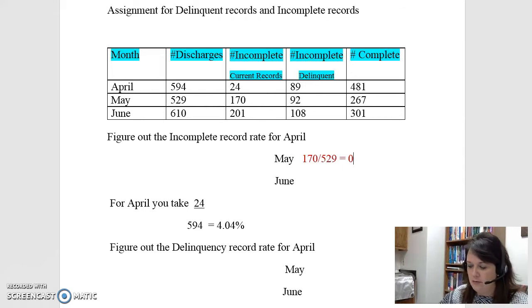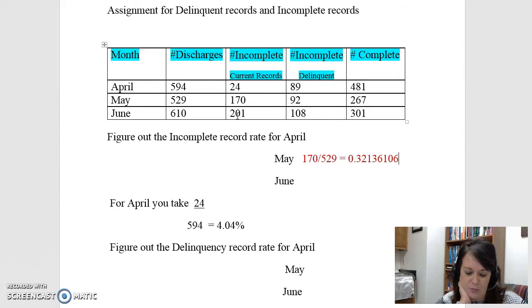You get 0.32136106, right? Okay. If we're going to make a percent out of this, you can do two ways. And we learn in school kind of a couple of different ways. This goes back into grade school. So some of us, it's been a while. For all of us, it's been a while. You can do one of two things. You can multiply it by 100.